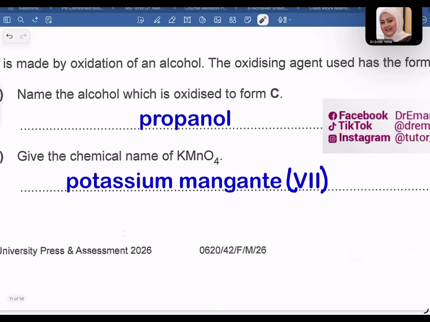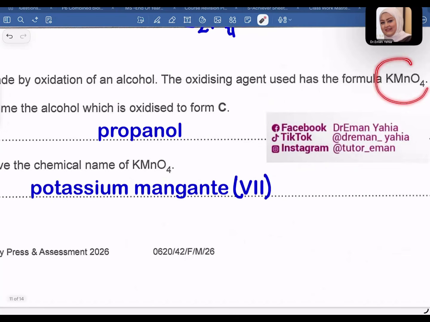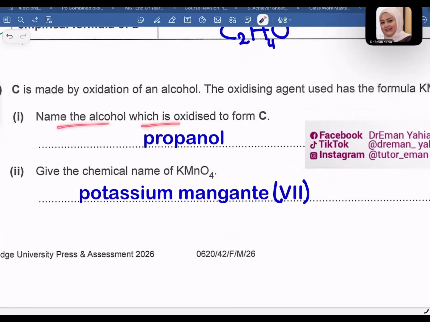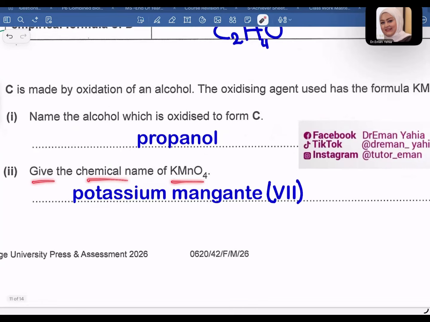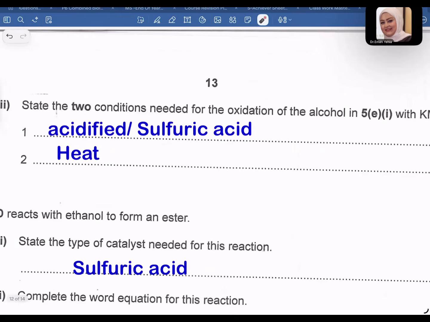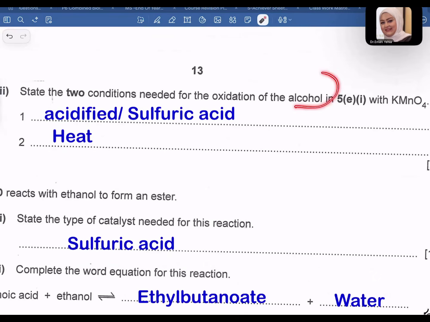And then C is made by oxidation of alcohol. The oxidizing agent used has the formula KMnO4. This is potassium manganate. Name the alcohol which is oxidized to form C. To obtain propionic acid, use propanol. And then give the chemical name of KMnO4: potassium manganate(VII). State the 2 conditions required for oxidation of alcohol: acidified, with sulfuric acid, and then heat.